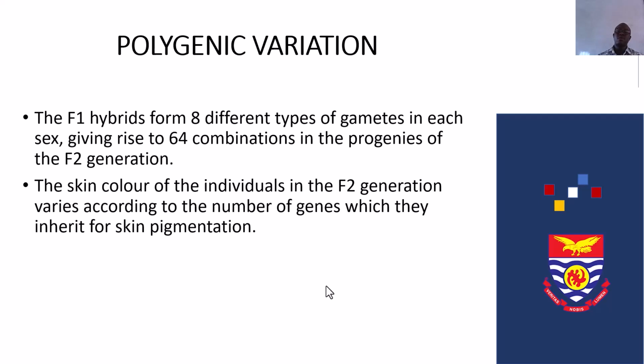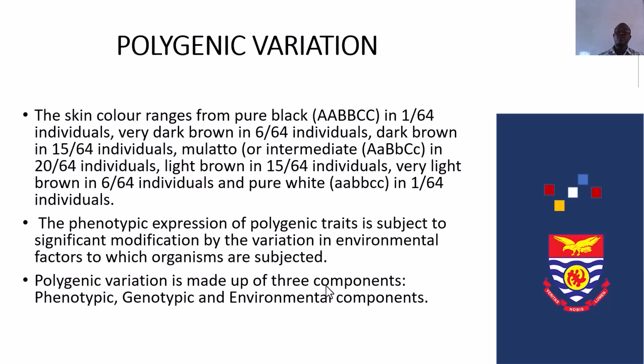The skin color of the individuals in the second filial generation varies according to the number of genes which they inherit for skin pigmentation. The skin color ranges from pure black, that's dominant A, dominant B, dominant C, in 1/64 individuals, very dark brown in 6/64 individuals, dark brown in 15/64 individuals, mulatto intermediate in 20/64 individuals, light brown in 15/64 individuals, very light brown in 6/64 individuals, and pure white in 1/64 individuals.